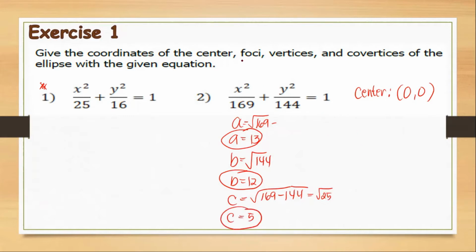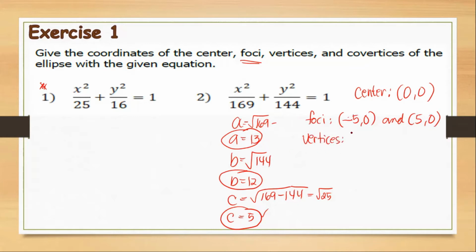So it will be easier for us to find the foci. The foci are at the points (negative 5, 0) and (5, 0). That's our C, which gives the foci. Next, the vertices.